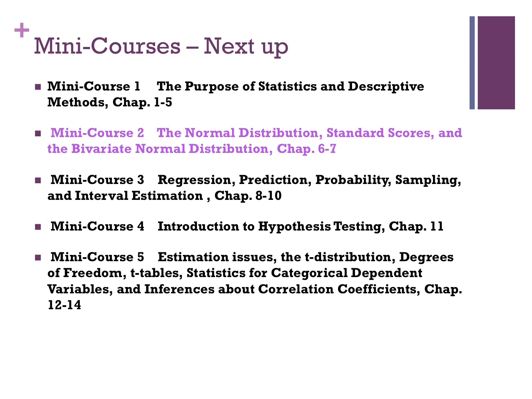If you're taking this course as a series of mini-courses, this lesson marks the end of mini-course number 1, in which we covered the purpose of statistics and descriptive methods in chapters 1 through 5. Next up is mini-course number 2, in which we'll cover the normal distribution, standard scores, and the bivariate normal distribution in chapters 6 and 7.